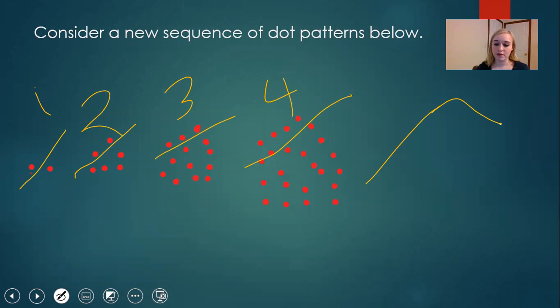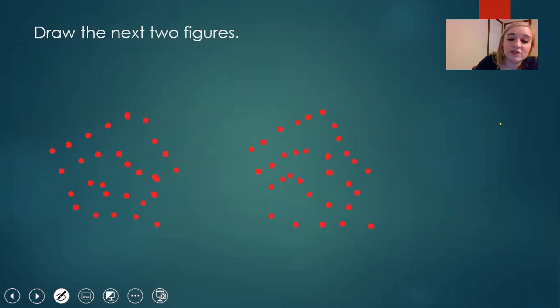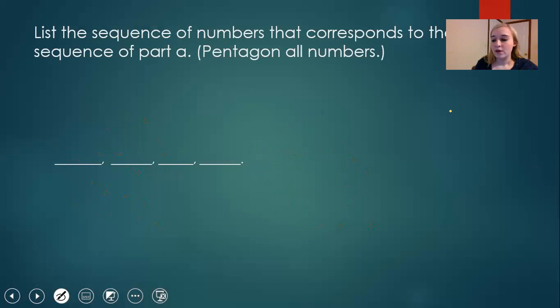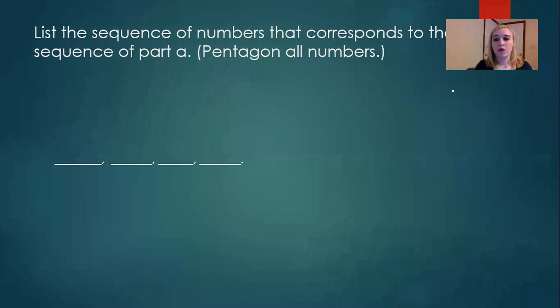So in order to draw the next ones, we can just keep going. So we went 1, 2, 3, 4. Then we're going to go 1, 2, 3, 4, 5 here. 1, 2, 3, 4, 5, 6 here. And then it just keeps going. So now what we're doing here is we're finding, again, the pattern.